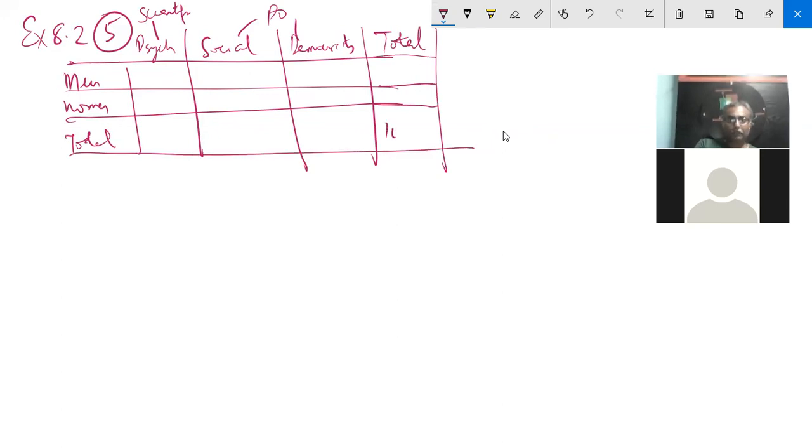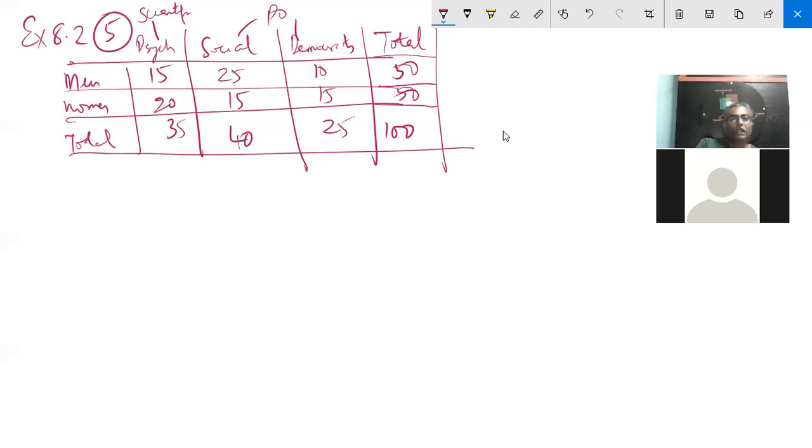Now, how do you get 100? 15 men are psychologists, 25 men are socialists, and 10 men are Democrats. So totally 50. Then 20 women are psychologists, 15 women are socialists, 15 women are Democrats. That is also 50. The total number of psychologists, socialists, and Democrats is given. Now all this is useless. So much data they did not need to give. What is the probability the man selected is a psychologist?